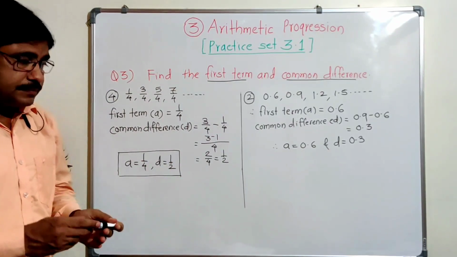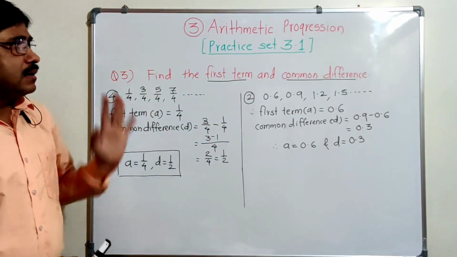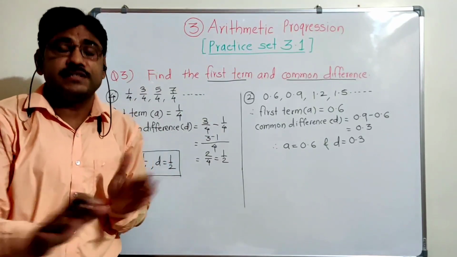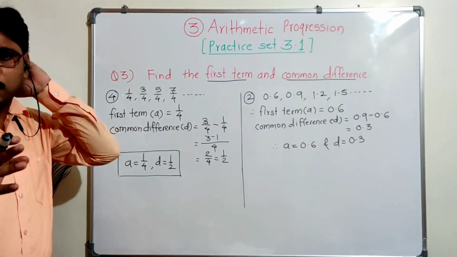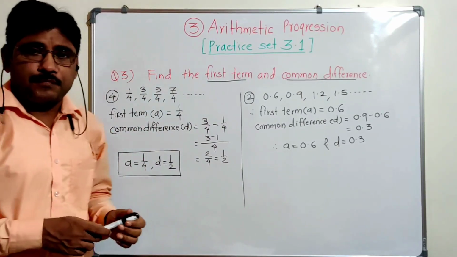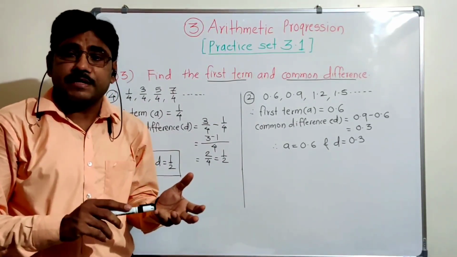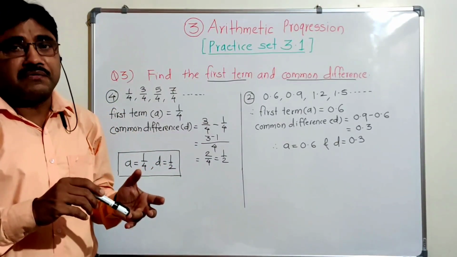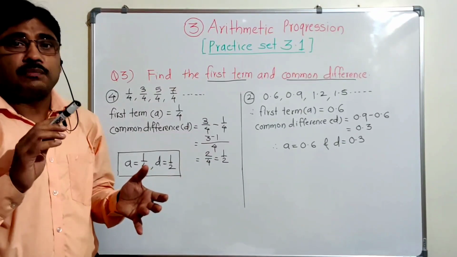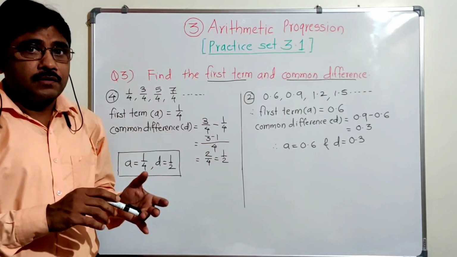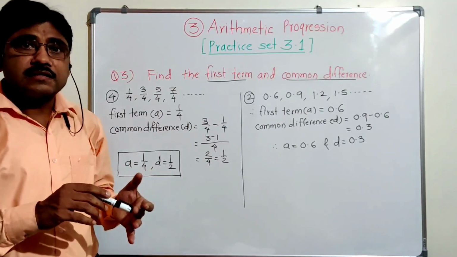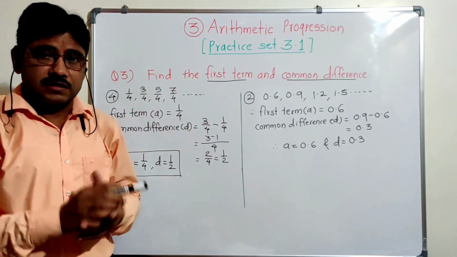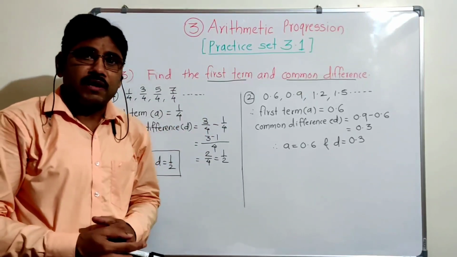So friends, here it is the simple practice set 3.1, and that arithmetic progression third chapter is so easy. Here only 2 formulas are there. So this is the first part, to decide whether the given sequence is AP. Second thing, if A and D are given, then find the terms of that AP and write the AP. Then next one is, if an AP is given, then write the first term A and common difference D. So here this practice set 3.1 is completed.